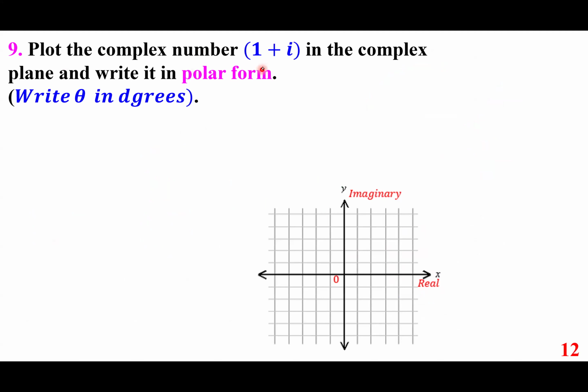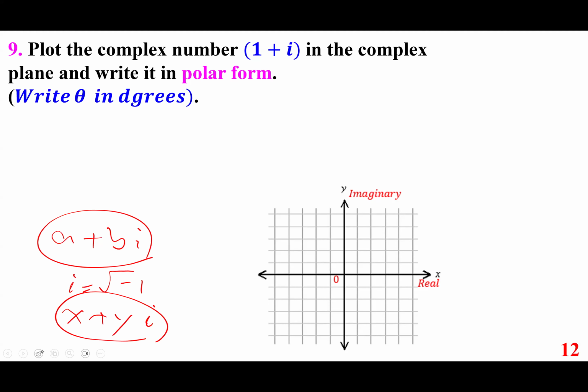Now, plot the complex number 1 plus i in the complex plane and write it in polar form. Complex numbers: I want to remind you that we normally use a plus bi, where i is the square root of -1. That's what we mean. And now we're going to use x plus yi. It doesn't matter whether you use this format or this format.